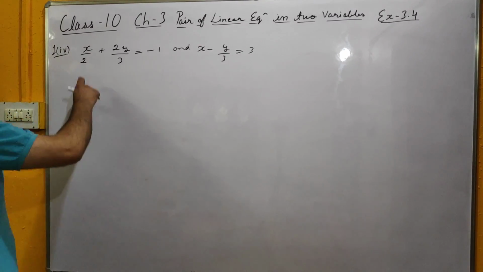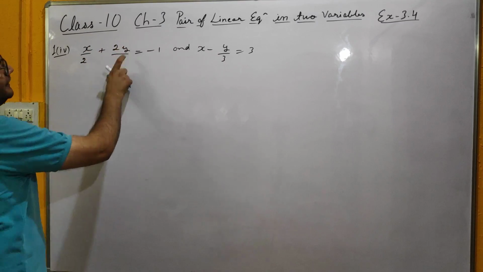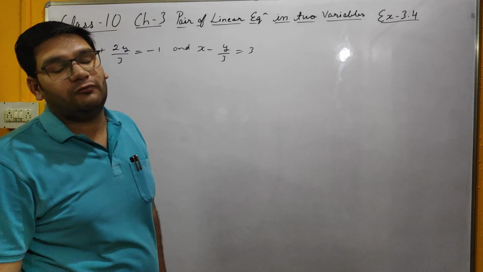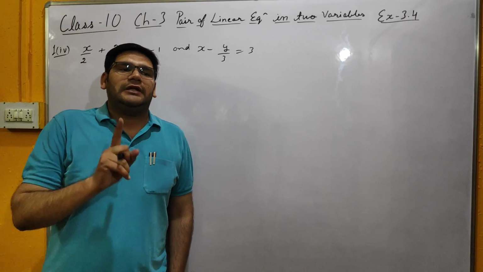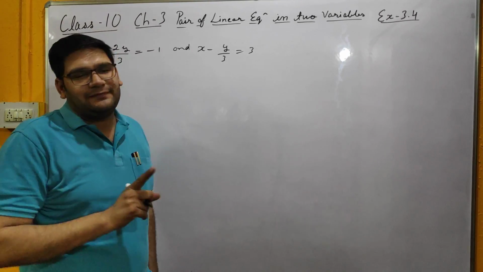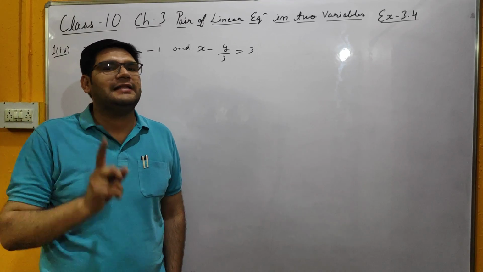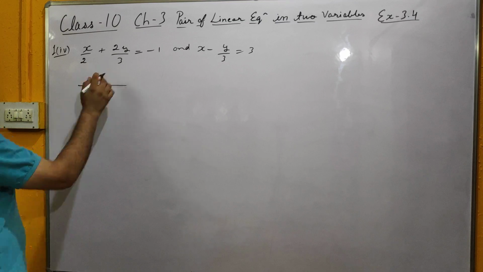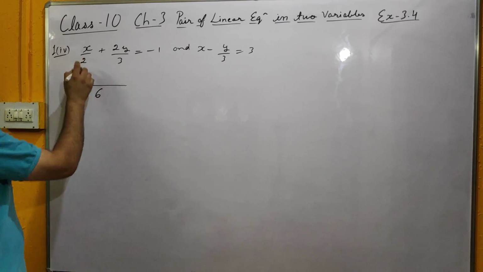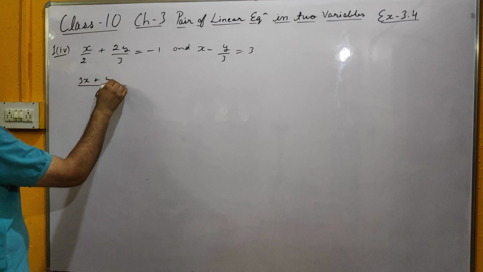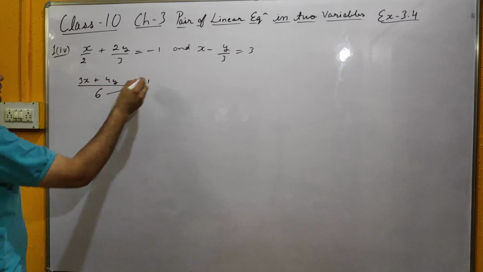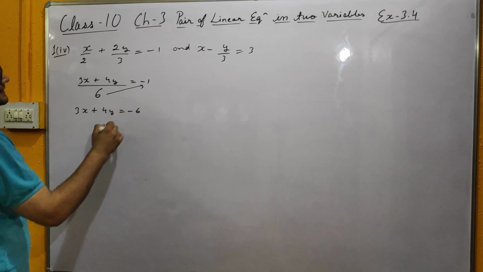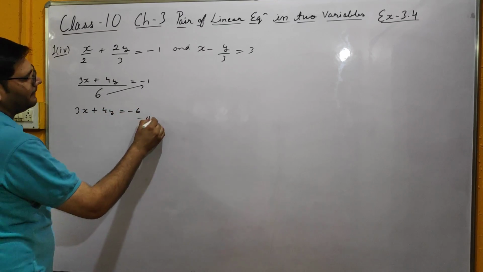Fourth part, x by 2 plus 2y by 3 equals minus 1 and x minus y by 3 equals 3. In earlier videos, I told you how to solve these types of equations. First of all, just take the LCM. Let them be in the standard form and then we can solve them easily. 3 2s are 6, 6 is the LCM. So 3x plus 4y equals minus 1. Cross multiply it. 3x plus 4y equals minus 6. This is our first equation.